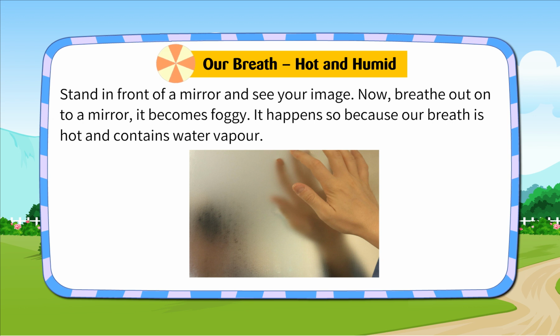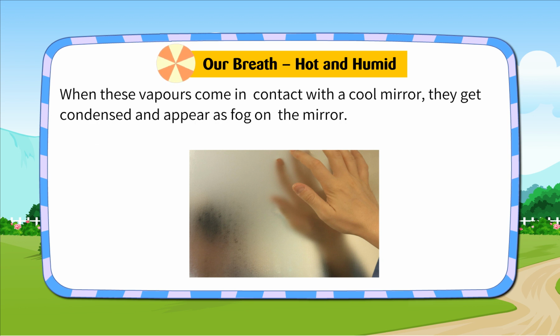Stand in front of a mirror and see your image. Now, breathe out onto a mirror. It becomes foggy. It happens so because our breath is hot and contains water vapor. When these vapors come in contact with a cool mirror, they get condensed and appear as fog on the mirror.